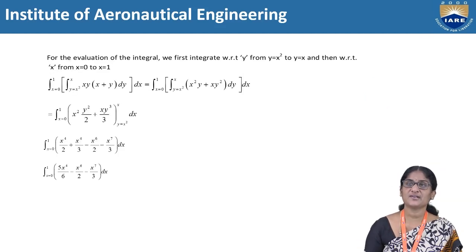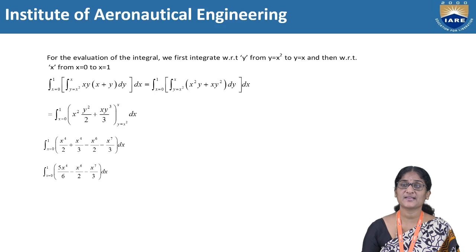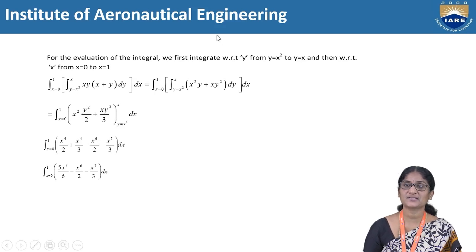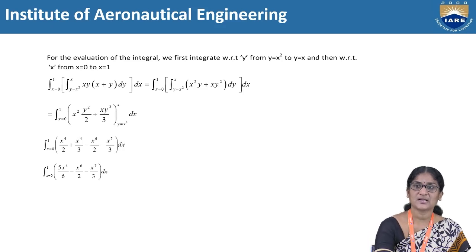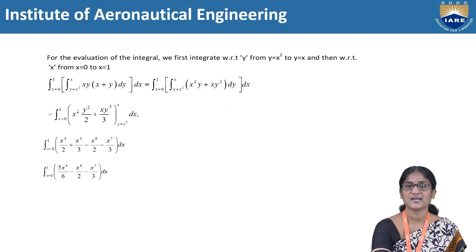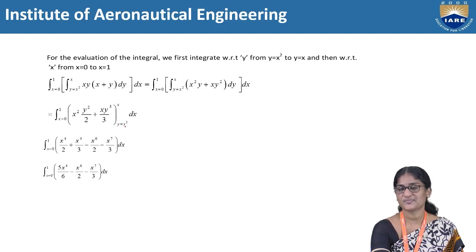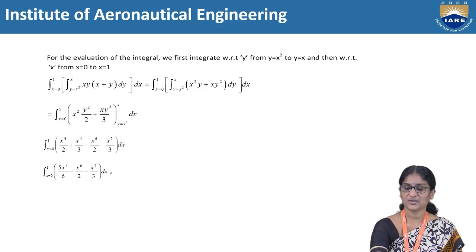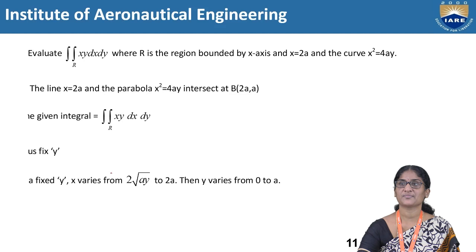Now, for the evaluation of the integral, first we integrate with respect to y, from y equal to x square to y equal to x, then with respect to x from 0 to 1. How did we get it? Integral of x from 0 to 1, y from x square to x, of x square y plus x y square dy dx, which is integral x from 0 to 1 of x square into y square by 2 plus x into y cube by 3, from x square to x. Wherever y is there, you substitute x square so that it is completely converted in terms of a single variable, and you can do the problem. This is how we can do it.